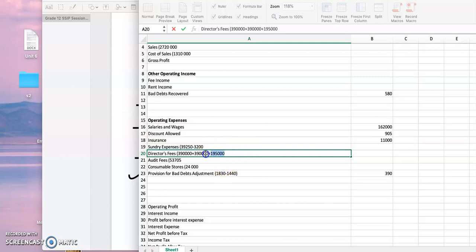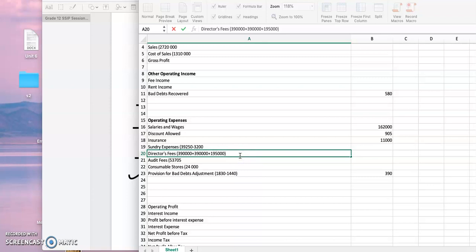How did we get this? We said 390,000 divided by 2. So, one more time. This was the amount we had in the trial balance for two directors for 6 months. We also had to pay those two directors for the other 6 months, so it's the same amount. Then we got a third director. This director was there for only 6 months, so we pay him half of that. And that's your directors' fees.